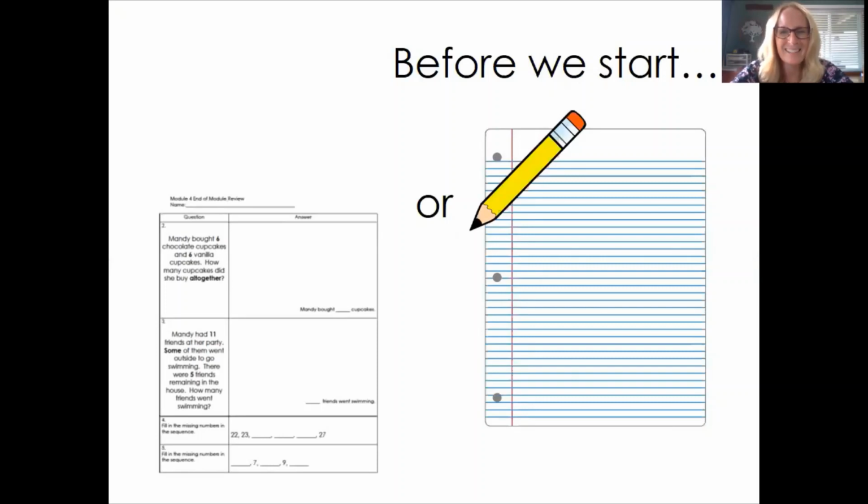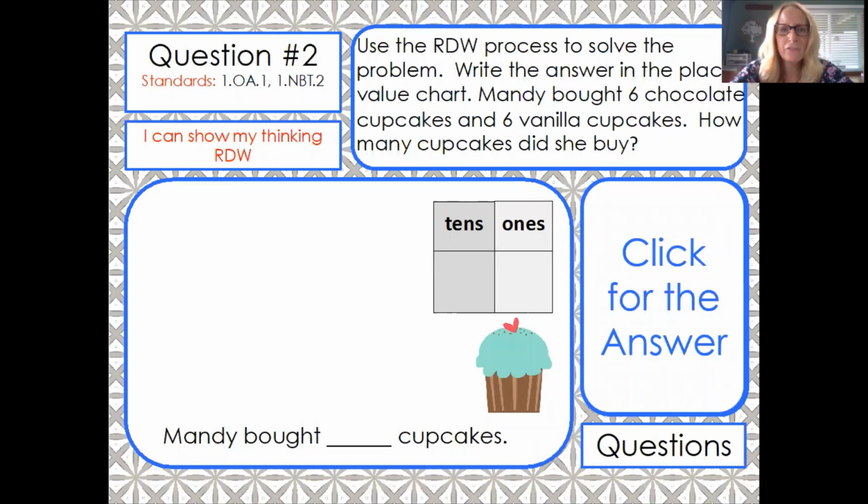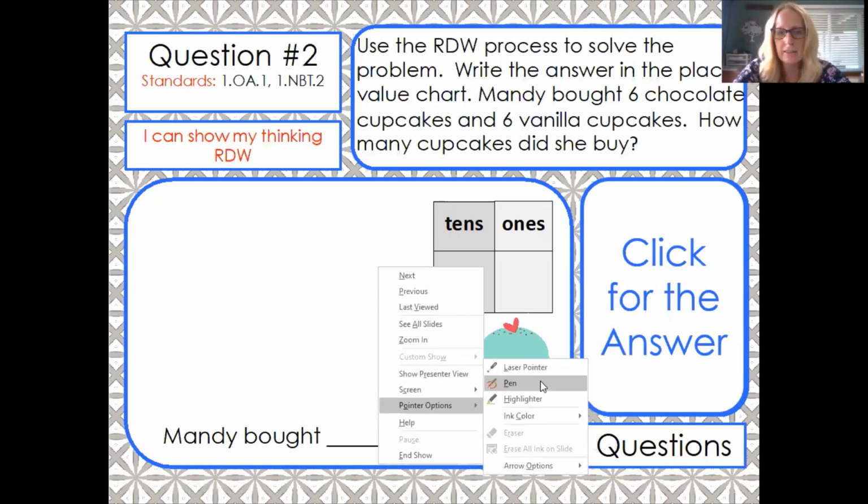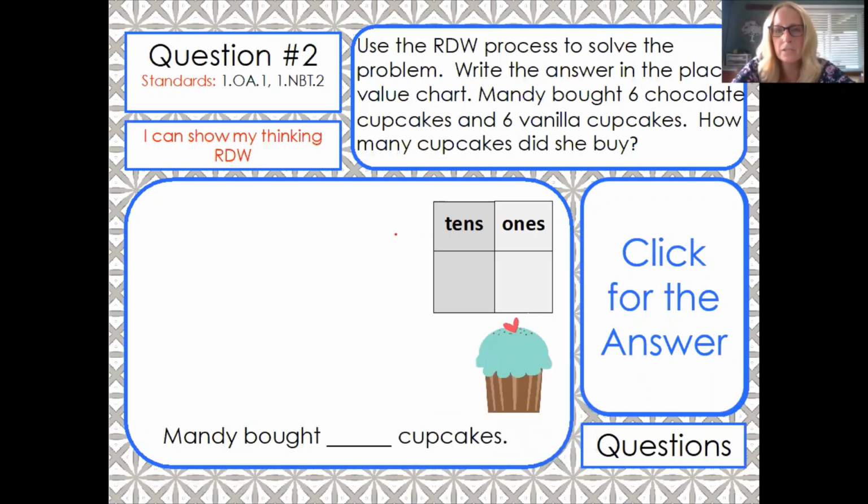Okay, let's get started. The first question that we're going to solve together is going to review and use our tape diagram method that we have been learning. I'm going to read. As I'm reading, I'm going to get ready with my pointer to highlight important numbers. Please get your pencil ready. It says, Mandy bought 6 chocolate cupcakes and 6 vanilla cupcakes. How many cupcakes did she buy?